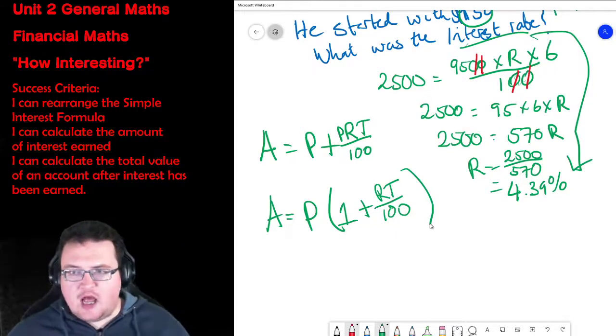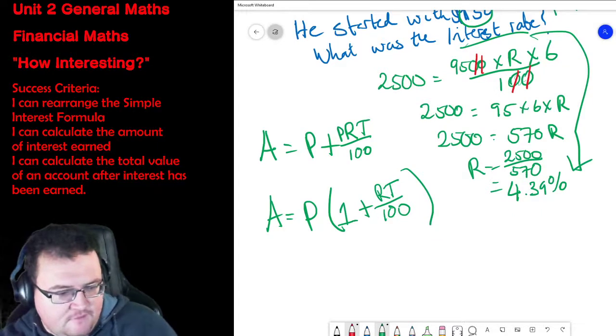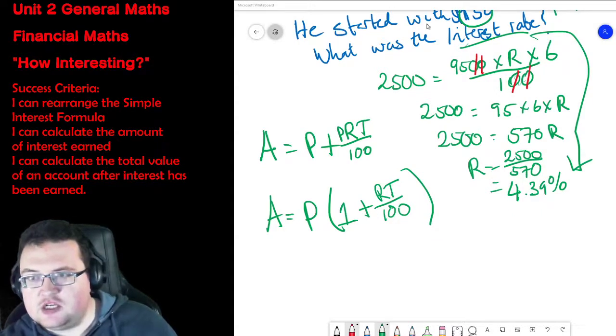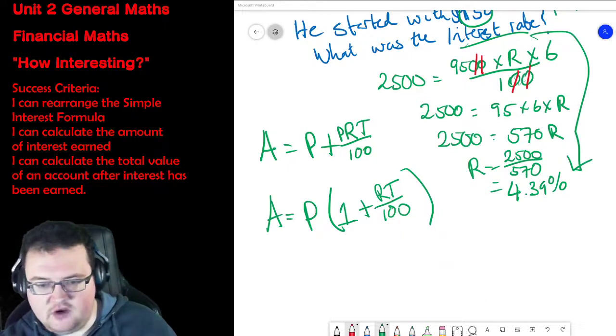So what we're looking at now is chapter 4B, which is simple interest. You need to do all the questions. Thank you very much.